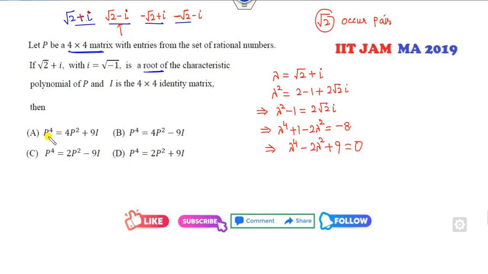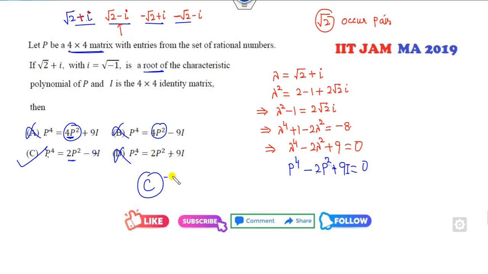So which one is the option? Lambda is power 4, 4p square. That means this is the right answer. It's a 9i. So it's a 2p square, it's a 4p square, it's a 2p square. So p4, yes, this is the right answer. And it's a minus 2p square, it's a minus 9 iota, but we need a plus 9 iota. So this option is cancelled. C is the right option.